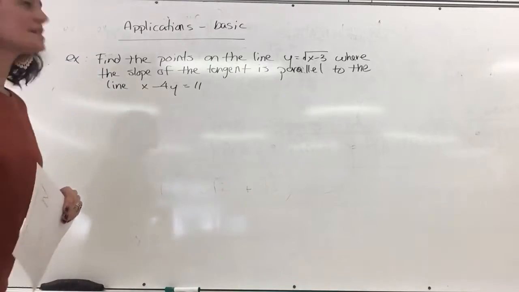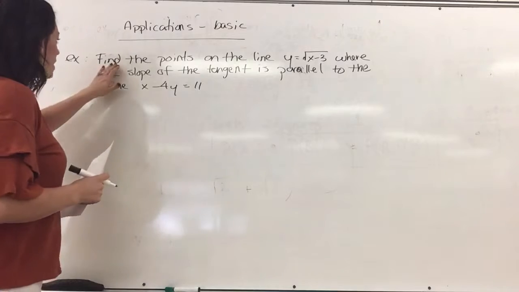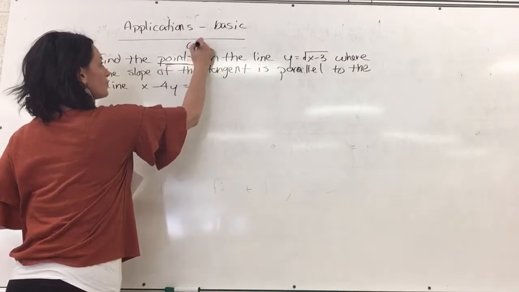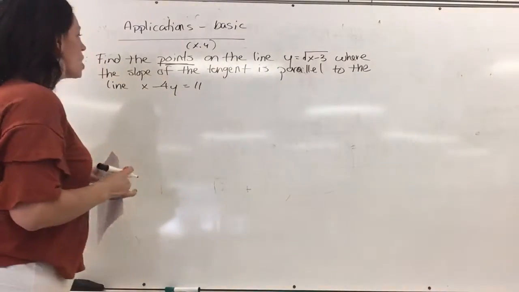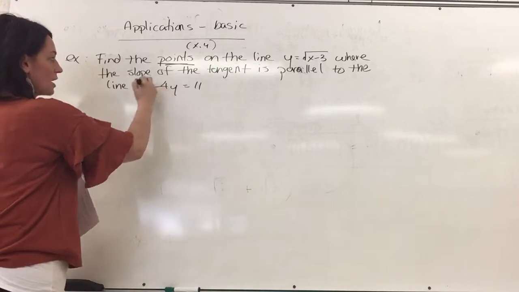Okay, today we're going to make a video on just some application questions for derivatives. So this one is asking me to find the points. When it asks for the points, it's asking me for an x and a y, on the line y equals the square root of x minus 3, where the slope of the tangent line is parallel to this line, okay?